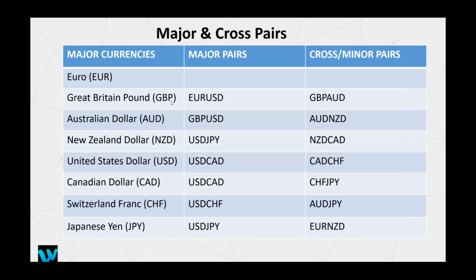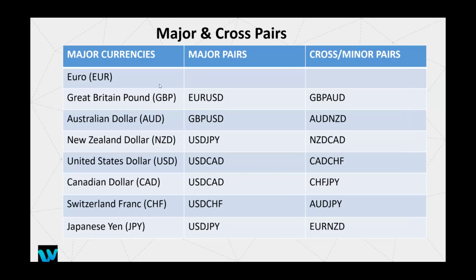And then the third letter is the first letter of the currency. Pound is the name of the currency, that's P, and the country is Great Britain. Dollar is the name of the currency, D, and the country is Australia. Dollar also for New Zealand, dollar also for the United States, dollar also for Canada. Franc for Switzerland, and yen for Japan. So that's what makes up the three letters of the symbol for each of these currencies.